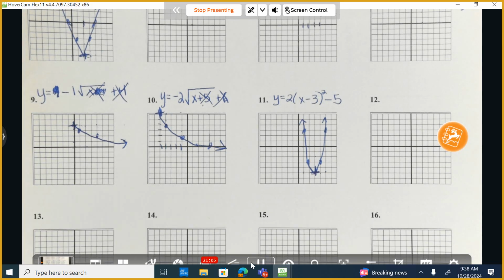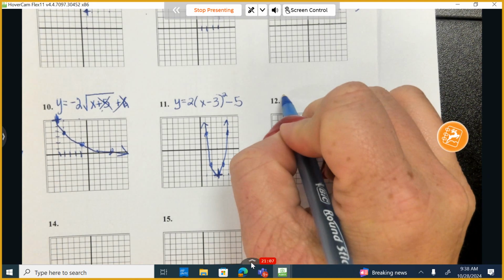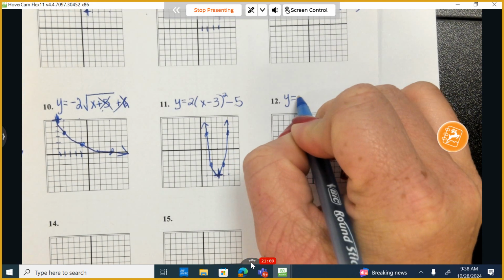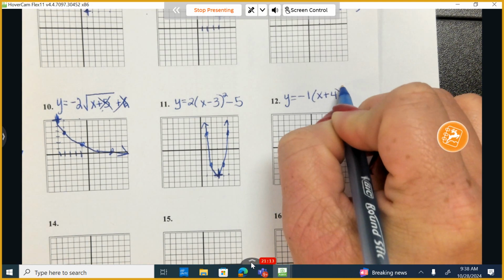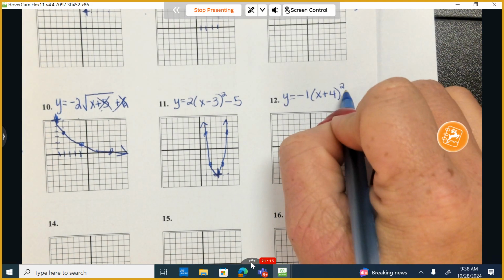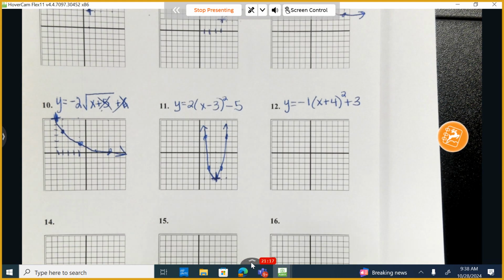Are you ready? Here we go, on your own. Y equals -1 times x plus 4 quantity squared plus 3. I'm going to press pause. I would like you to graph the function in my number 12.